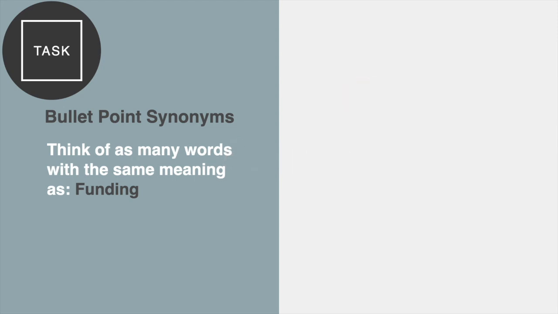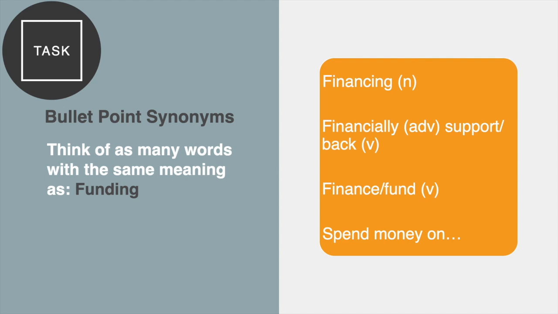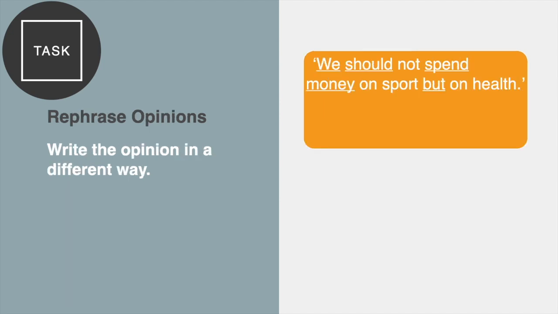Now let's see the answers. Again, you can create similar meaning words and phrases by breaking funding into different parts of language. For example, the verb fund. Or you can use the adverb financially with the verb support. You can also use the colloquial phrase, spend money on. Let's do another task. Rephrase opinions. So write the opinion in a different way. Pause the video and press play when you're ready to continue.